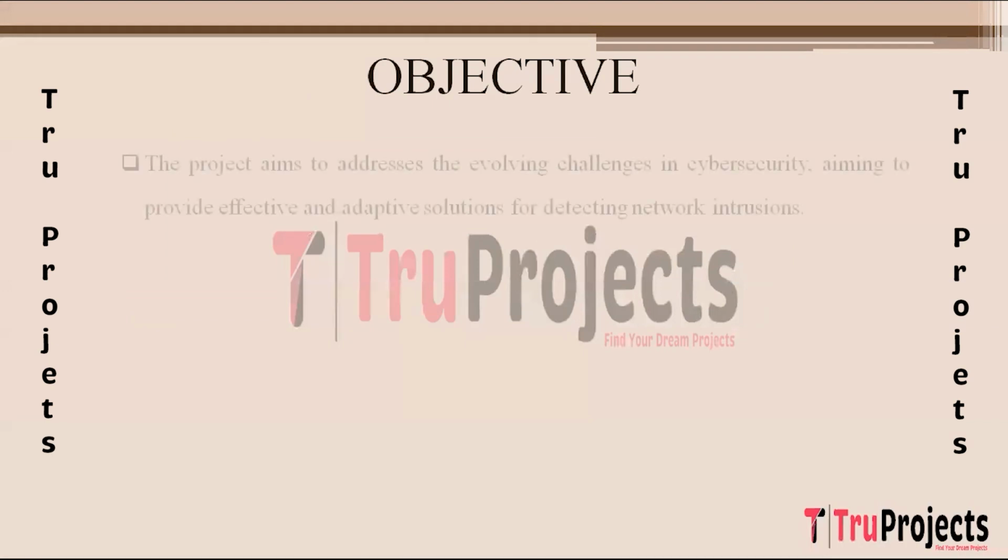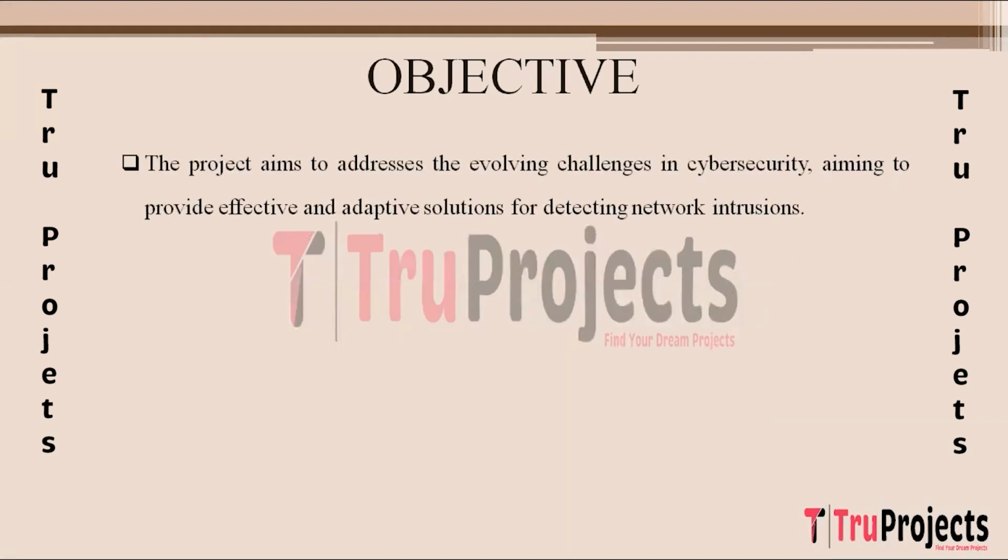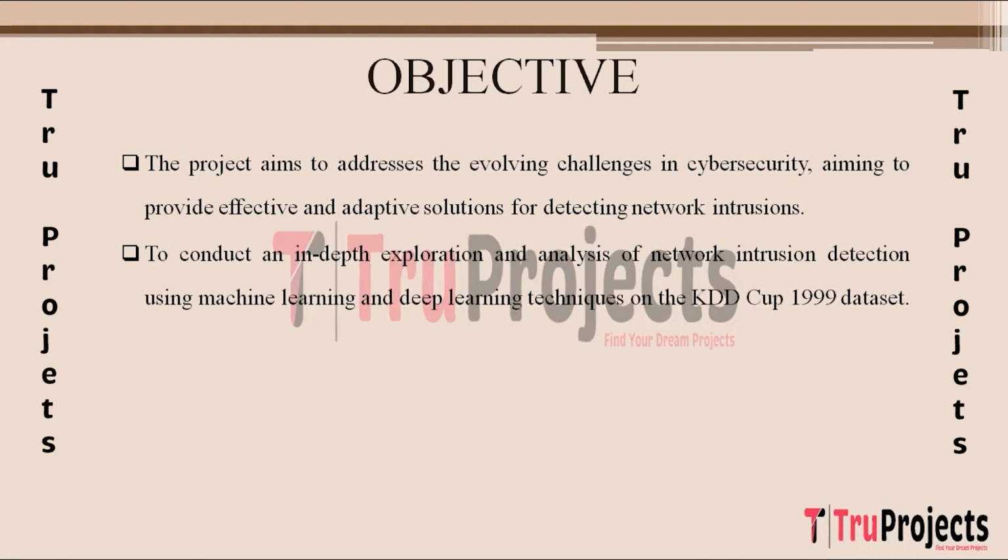Objective of the project. So, as I mentioned earlier, the project aims to address cybersecurity challenges by enhancing intrusion detection. It focuses on developing adaptive solutions to identify and counter evolving network threats, contributing to robust network security measures. And we aim to conduct a thorough investigation into network intrusion detection using machine learning and deep learning techniques. Specifically, leverage the KDD Cup 1999 dataset to gain profound insights into the efficacy of various methodologies for identifying and countering network intrusions.